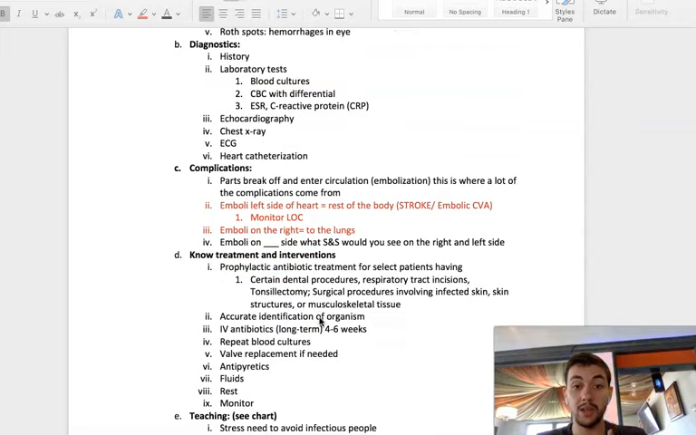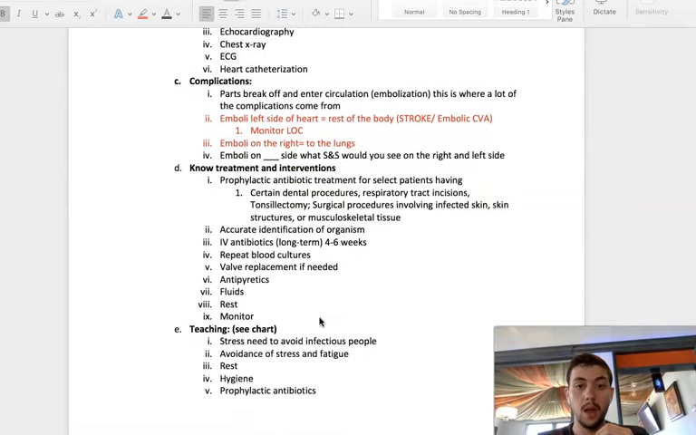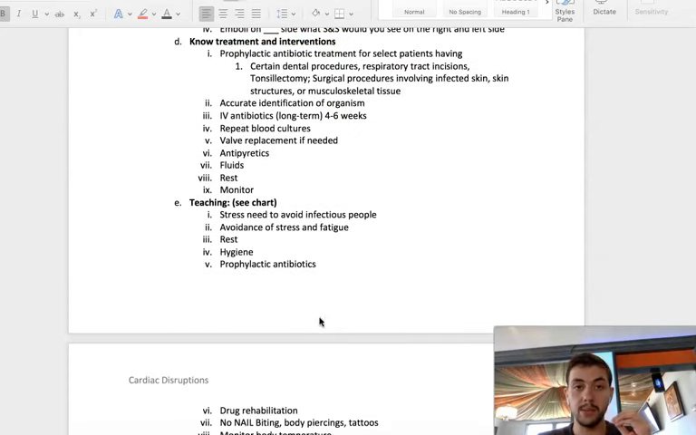Some complications you might find, the most important ones are 2. The emboli in the left side of the heart. What does that mean? It means it's going to the rest of the body. You want to make sure you monitor the LOC. And you have the emboli on the right, which is basically the lungs. You make sure you know the signs and symptoms.